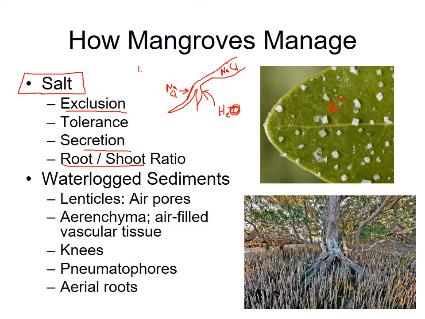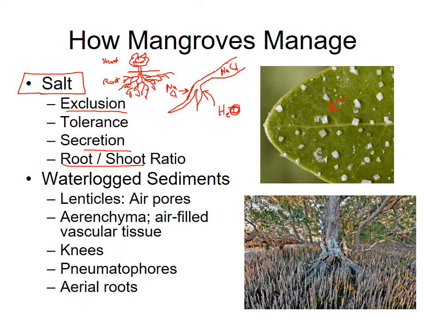So the shoot is the above ground portion of the mangrove tree. In a normal terrestrial plant, there would be some moderate 50-50 ratio of shoot to roots. So let's see, root, shoot. The shoot's the above ground part. But in a mangrove, because the roots aren't able to be very efficient, you have lots and lots of roots. And so you have a higher ratio of roots to shoot, and that makes up for the fact that no single root is working very well. You just make up for that by having lots and lots of roots.